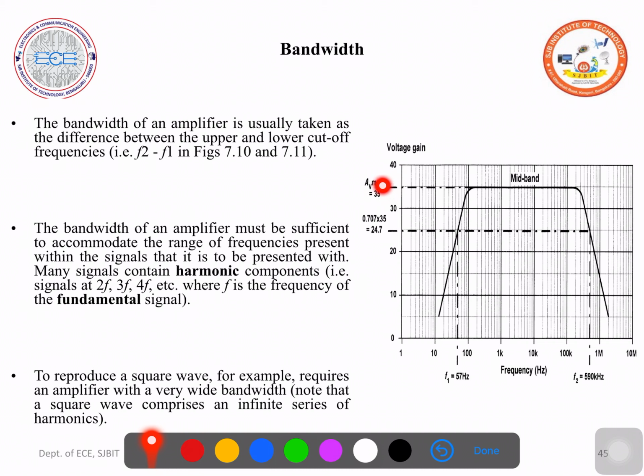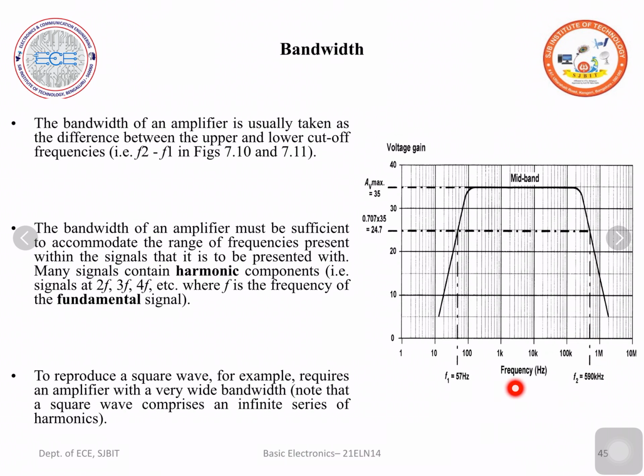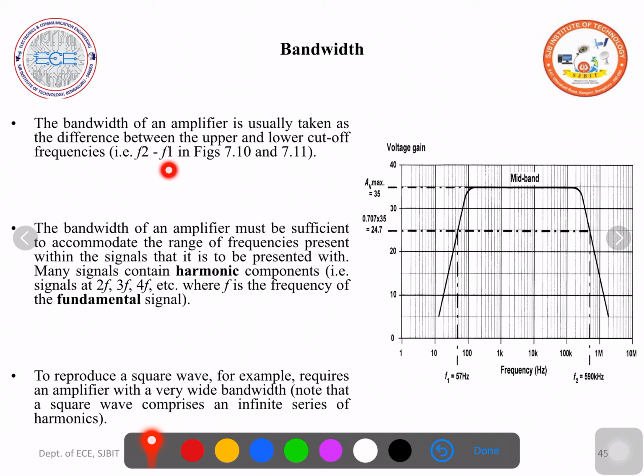gain. So if it is voltage gain, what we have learnt is that AV max by root 2 will give you, for example, 24.7 or 0.707 into 35, that is 0.707 of the maximum gain, or 70.7% of the mid-band gain. Here you will get the mid-band gain by root 2. So here it intersects, let us call it the lower cutoff frequency. Here it intersects, we call it the upper cutoff frequency. The difference between these two frequencies, f2 minus f1, is nothing but the bandwidth.